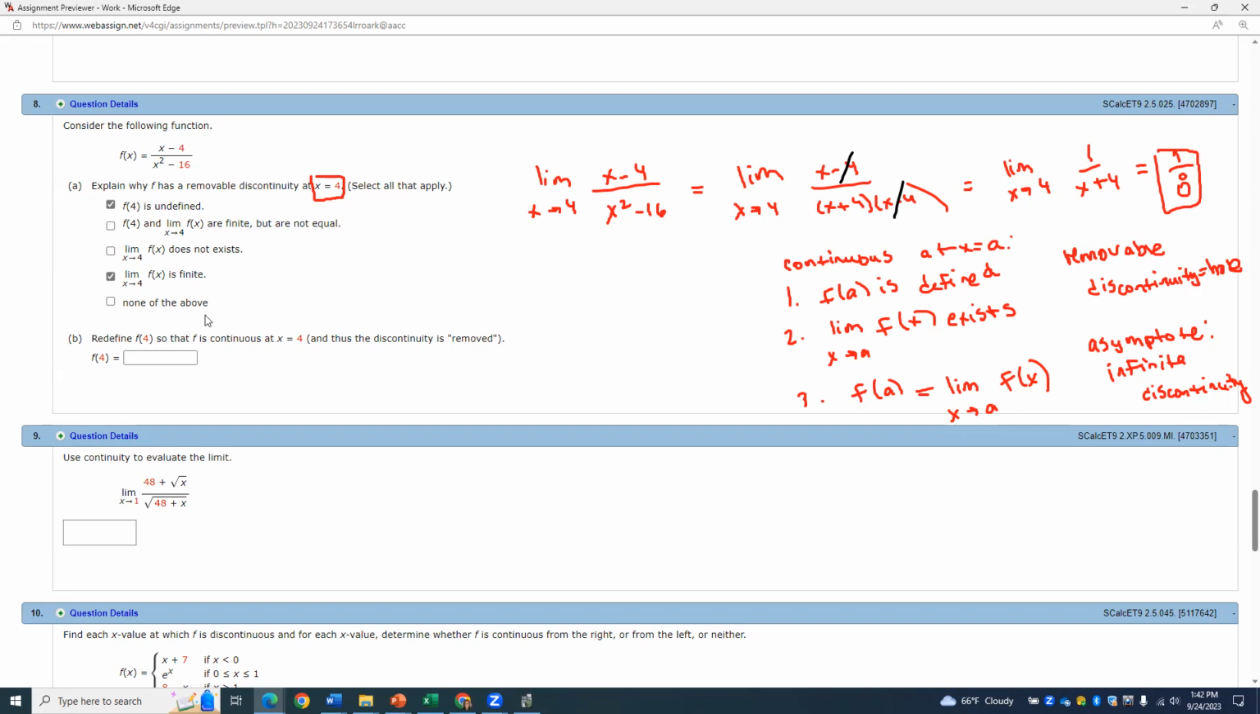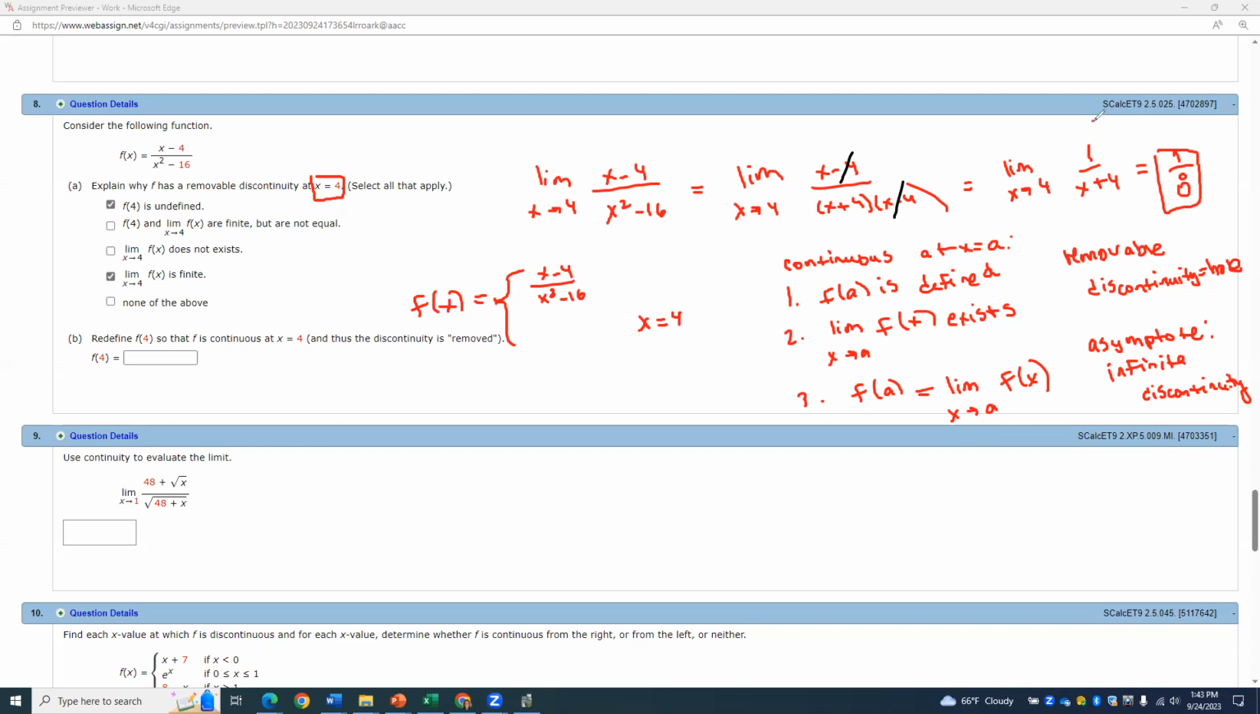Okay, and then it says redefine f of 4 so that f is continuous at x equals 4, and thus the discontinuity is removed. You'll sometimes see this. It's pretty much saying to make it a piecewise function. So for instance, let's say we had this function that follows the rule x minus 4 divided by x squared minus 16 most places. However, specifically at x equals 4, we're going to fill in the hole. We're going to make this function equal whatever the y value was if that hole wasn't plucked out.